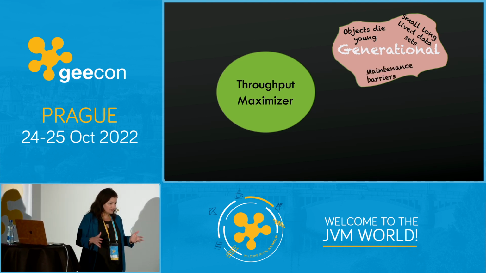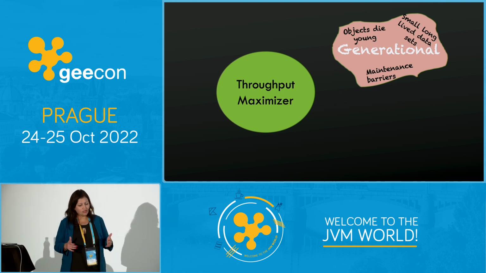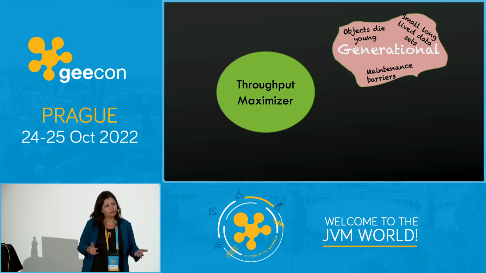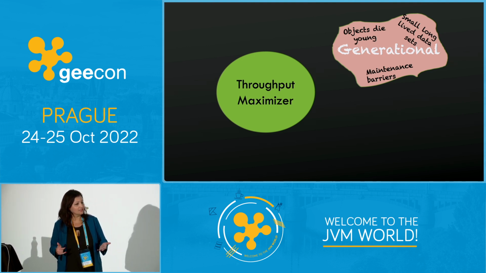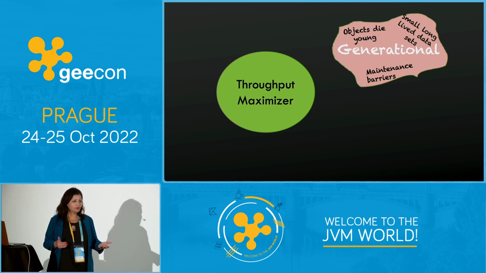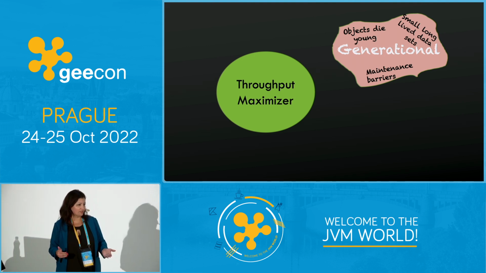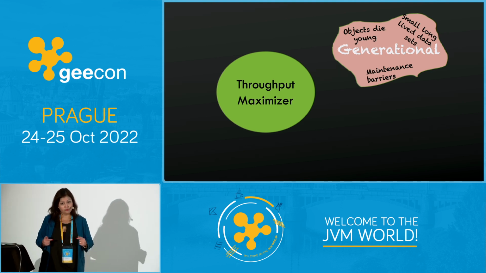Because we have generations, we have something called maintenance barriers. And remember I said I'll talk about footprint when I'm talking about garbage collectors. So even though we're designing for throughput, remember that when you have a generational collector, you do have maintenance barriers, and that adds to your footprint.